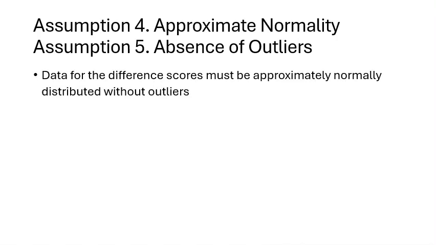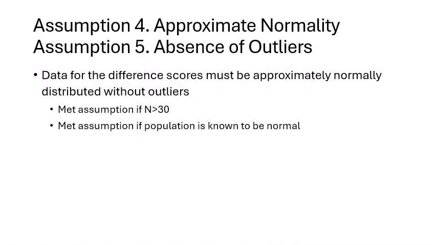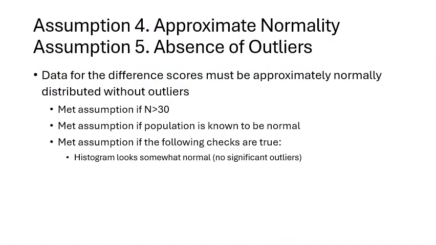So looking at assumptions 4 and 5, also similar to the one sample t-test, we need to have approximate normality and an absence of outliers. So in this case, the data for the difference scores must be approximately normally distributed without outliers. And we know that we meet this assumption if n is greater than 30. We know that we meet this assumption if the population is known to be normal. And if the population isn't known to be normal or we don't have more than 30, we can check for normality. We can take a peek at the histogram. We know that we can't always tell that much from the histogram, but we can tell if there are any big deal outliers that stand out.